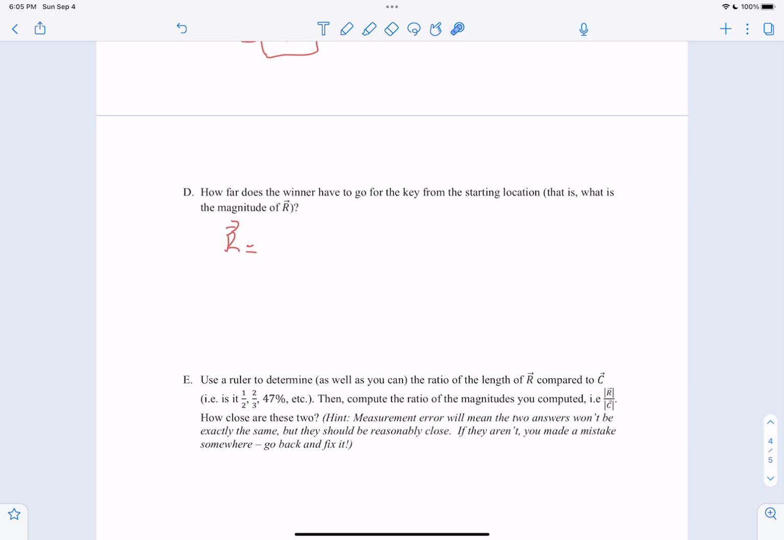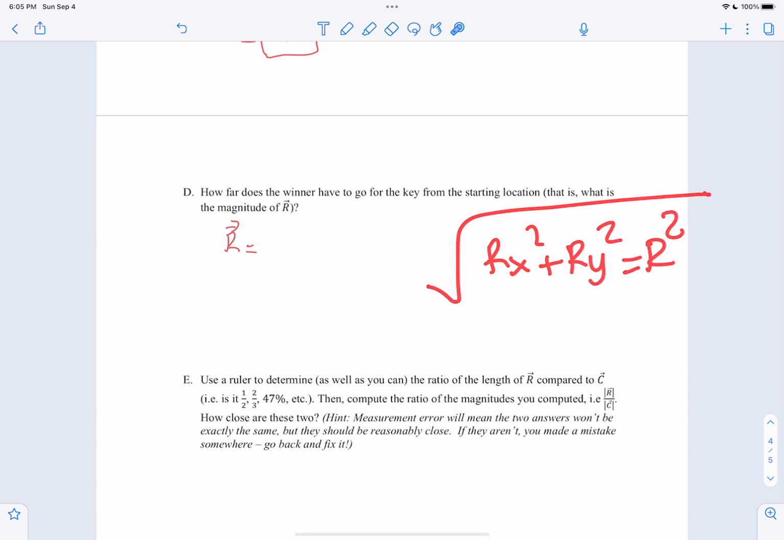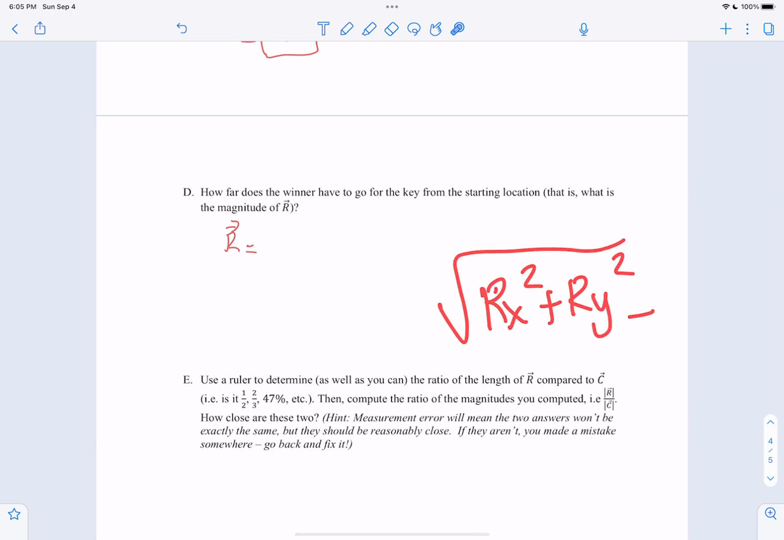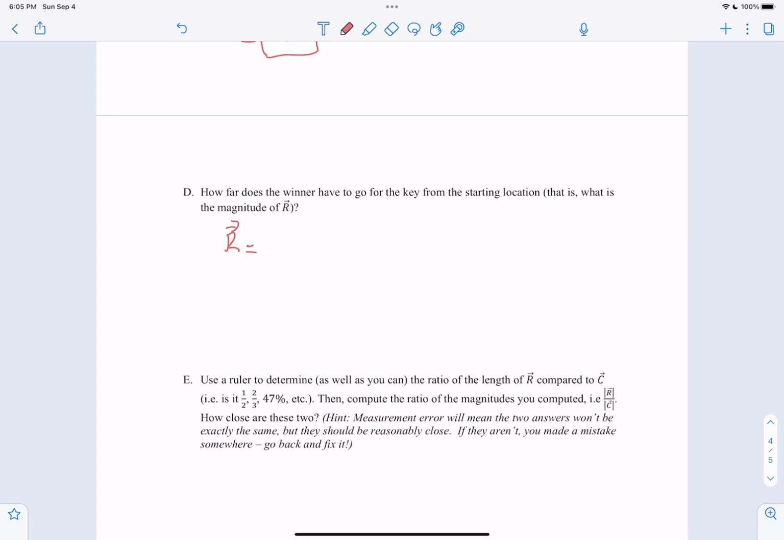Yep, Pythagorean theorem, right? So you take a squared plus b squared equals c squared. So that's your Rx squared plus Ry squared equals your R squared, and then you take the square root of the whole thing. So you're left with the square root of Rx squared plus Ry squared, and that's equal to R. Take the square root of the whole thing.